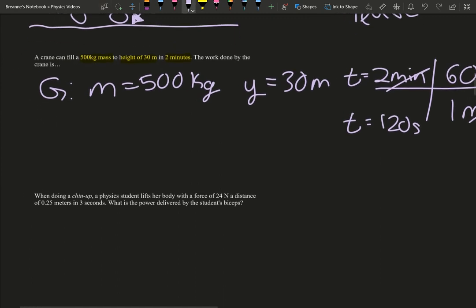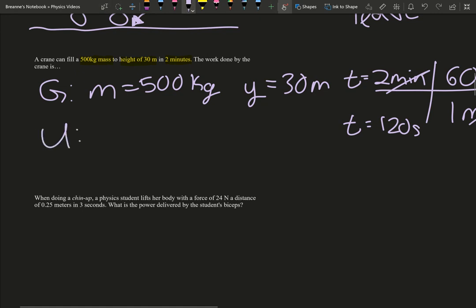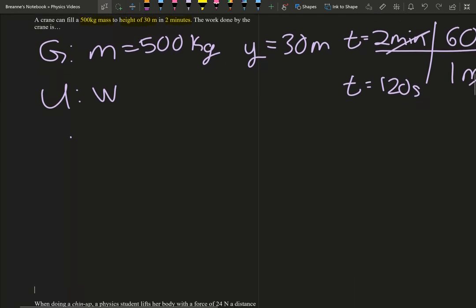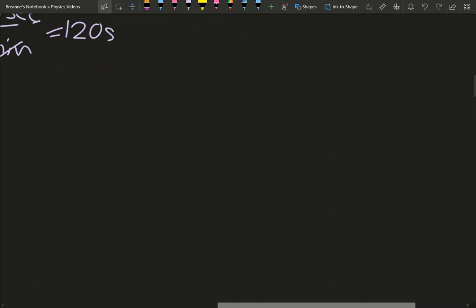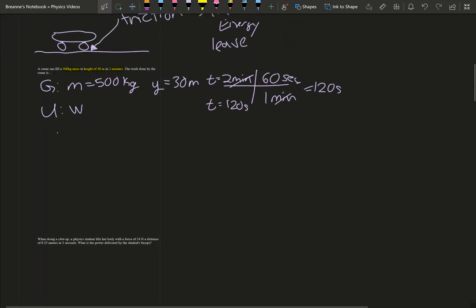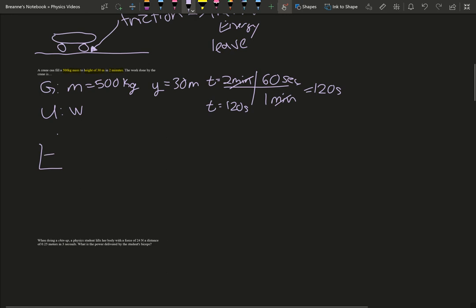So our unknown. What are we looking for? We are looking for work. Now it's the point in time we figure out what equation to use. We will give you the equations. You don't have to memorize them, but it's always good to just know them. So our equation needs mass, height, and work, because we need work, and time.